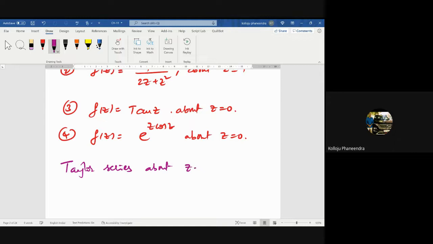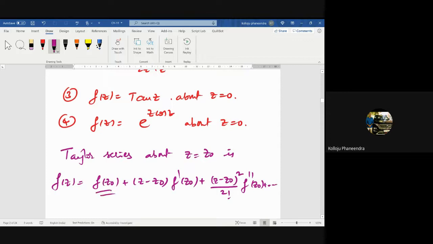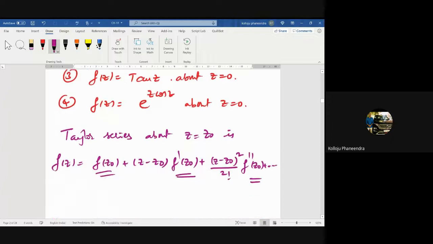The Taylor series about z equal to z naught is f of z equal to f of z naught plus z minus z naught into f dash z naught plus z minus z naught whole square by factorial 2 into f double dash z naught and so on. Just find f of z naught, f dash z naught, f double dash, f triple dash, and substitute in this expansion, you will get the result.